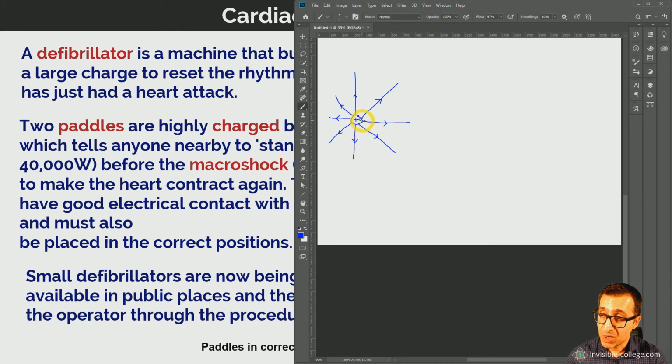Now, as you can see, the field lines closer to this object get closer together, and the field lines further away from the object get further apart. So this is a way of showing that the force experienced by some other charged object here is going to be greater nearer the source of this field than further away.